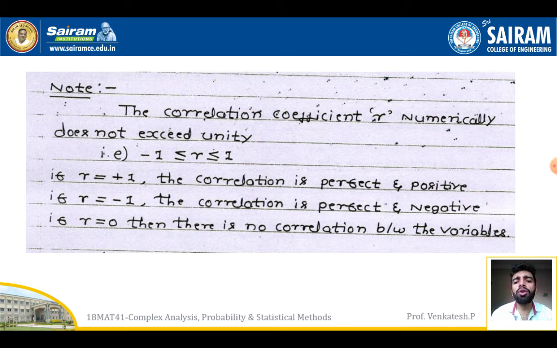A small note on correlation. The correlation coefficient r numerically does not exceed unity. I mean the range of r is -1 less than or equal to r less than or equal to +1. If r is equal to +1, then the correlation is perfect and positive. If r is equal to -1, then the correlation is perfect and negative. If r is equal to 0, then there is no correlation between the two variables.